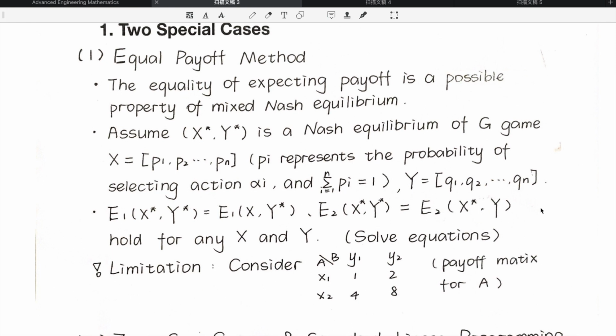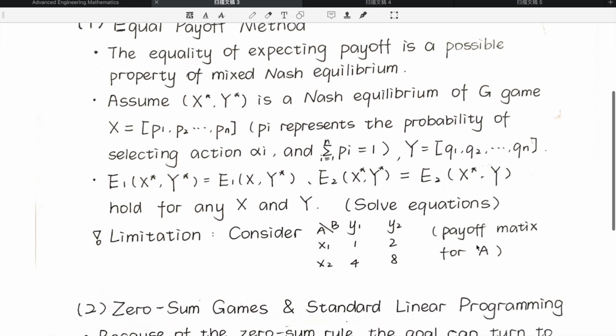However, obviously this method is just for some special cases. Consider the payoff matrix for A. Obviously, the payoff for x1 and x2 can never be the same.